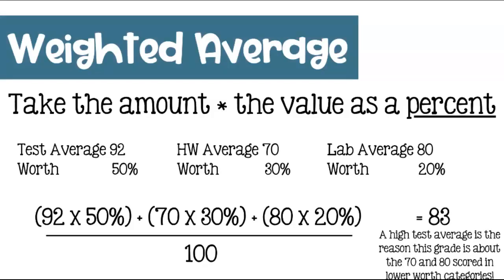In this case, when you type everything into your calculator, you get 83. Notice how this is higher than the homework average and the lab average. That's because they're worth less than the test average, which is higher here.